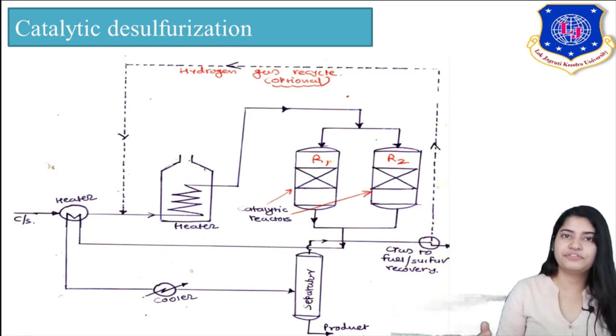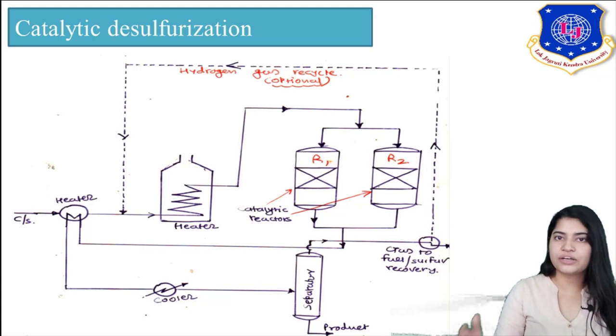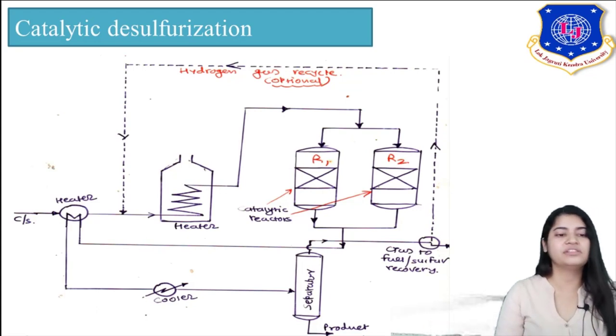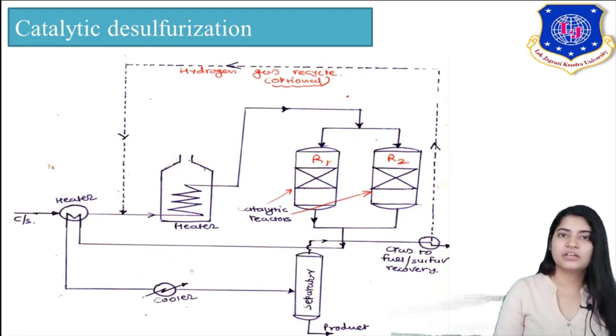first of all your feed, your charge stock, is heated, then sent to the reactors. In reactors 1 and 2 a catalyst bed is arranged, so the reaction occurs. Now it is sent to the separator where your product is separated out, and the gases which are obtained are sent to the recovery. Hydrogen gas is obtained and is again sent back to the recovery. So this is the simplest form of your sweetening process.